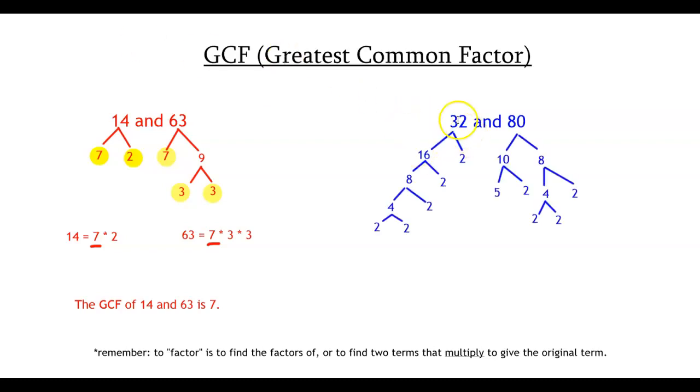All right, 32 is real simple. It's just 2 times 2 times 2 times 2 times 2. And then for 80, it's 5 times 2 times 2 times 2 times 2. All right, a lot of 2's going on here. Now let's write the lists of factors for 32 and 80 to look like this.